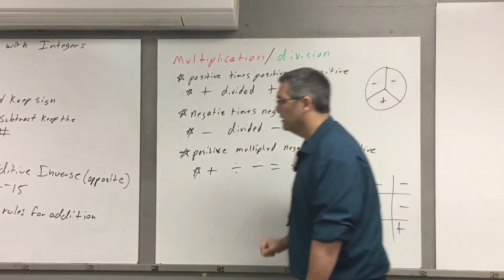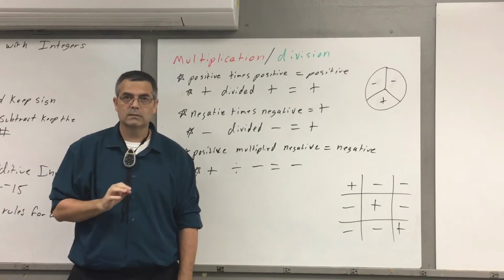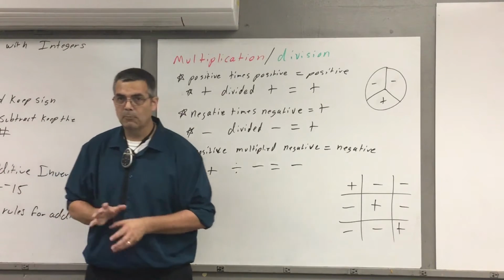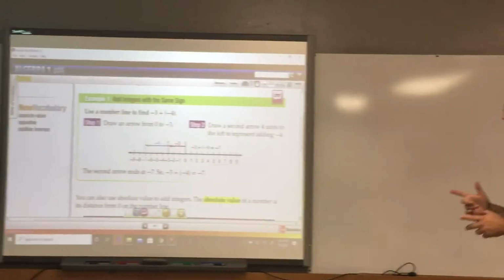I would have this written down, ready to go, until I have it memorized. Okay? You need to get this memorized. All right, so what we're going to do is look over here. We're going to use our sign rules on a couple of problems.